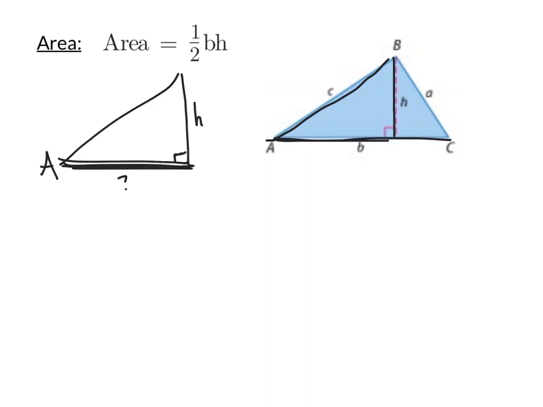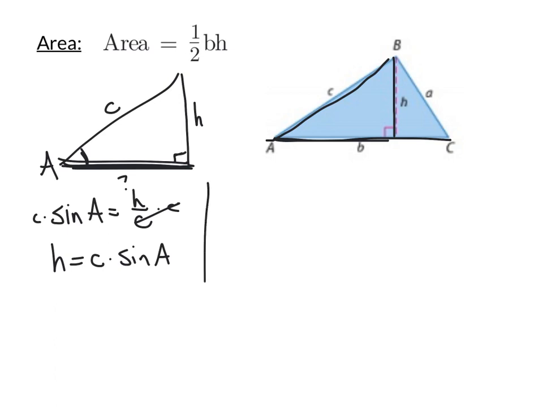I know what the height is, and I know that the hypotenuse of this triangle is going to be C. So if I have an angle, its opposite side and the hypotenuse, that sure sounds like sine to me, that the sine of A is going to be H over C. Then to solve this equation, I would just multiply both sides by C, and H is C times the sine of A. Now, all we did was come up with an expression for H.